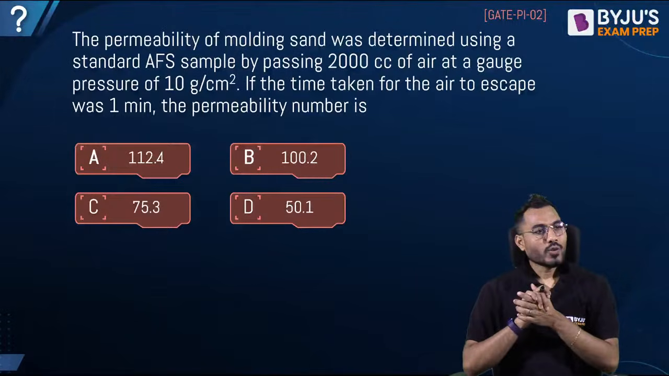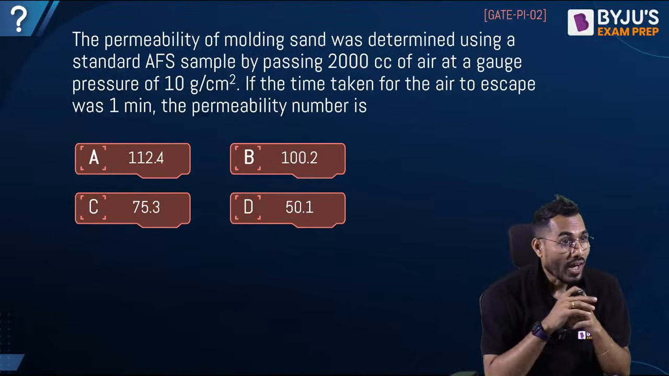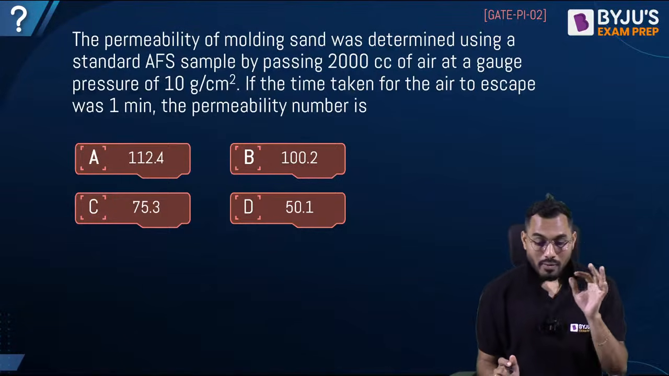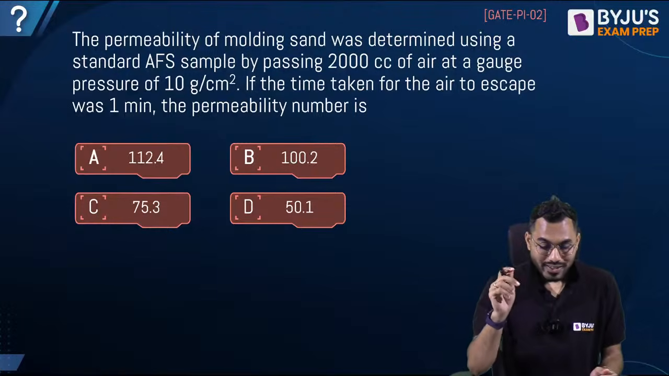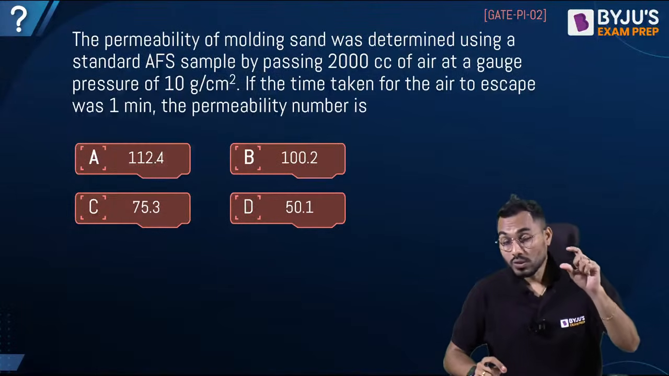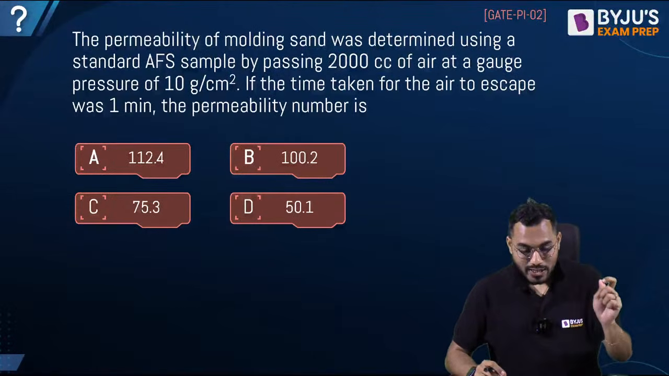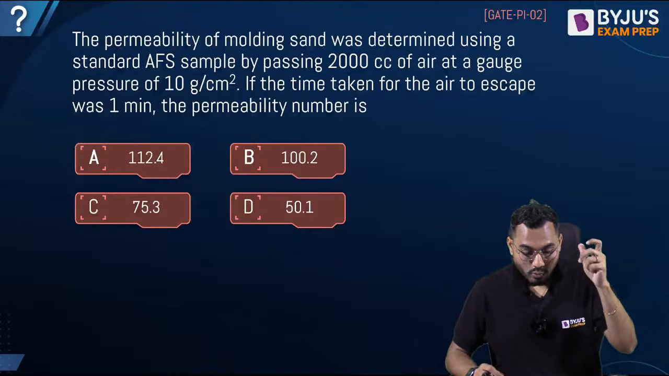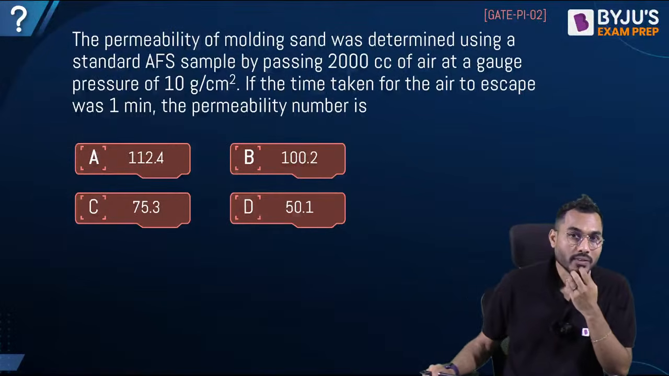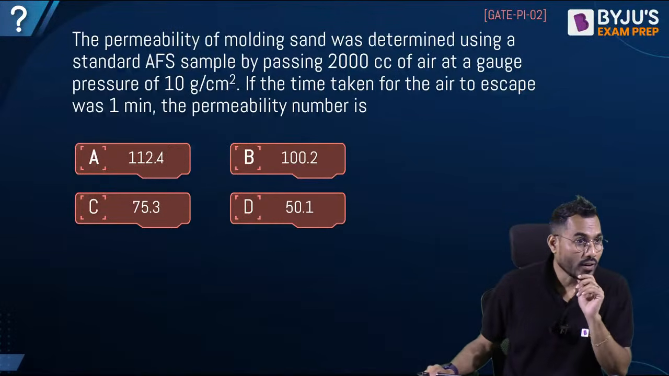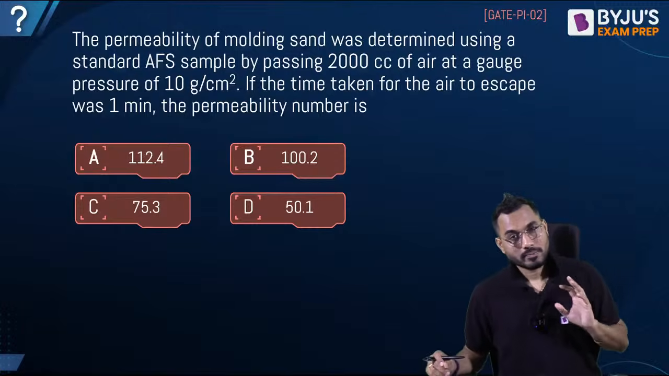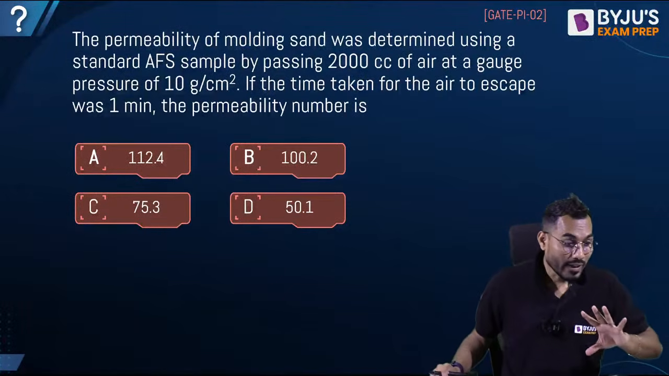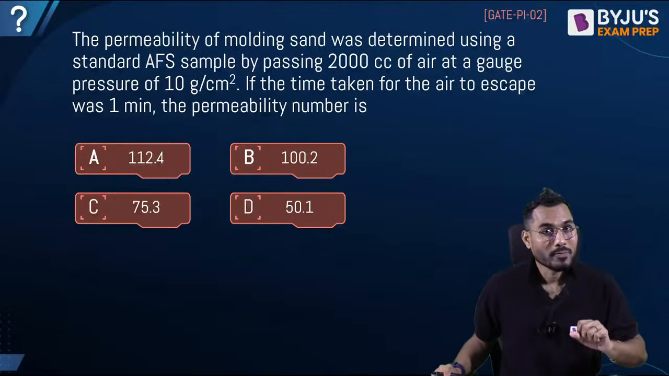There is one scintillating question that is neglected most of the times, and that is a chance question now in competitive examinations. The permeability of molding sand was determined using a standard AFS sample by passing 2000 cubic centimeter of air at a gauge pressure of 10 gram per centimeter square. If the time taken for air to escape was 1 minute, the permeability number is. So how much will be the permeability number here? Can we calculate permeability number? One numerical is there on permeability number that you cannot escape.